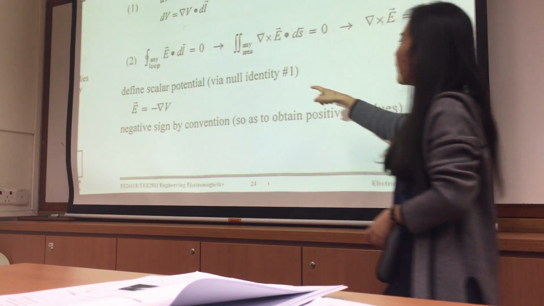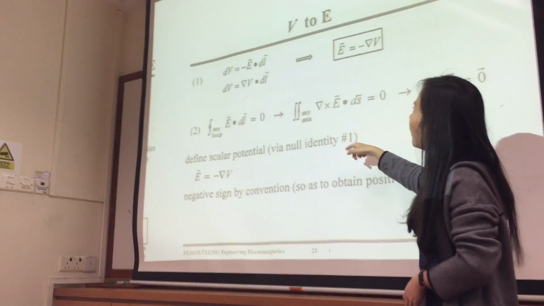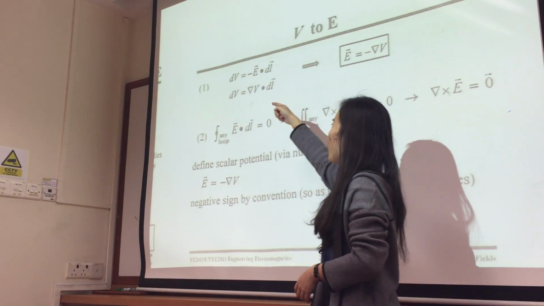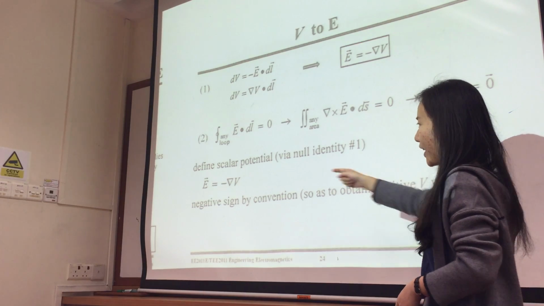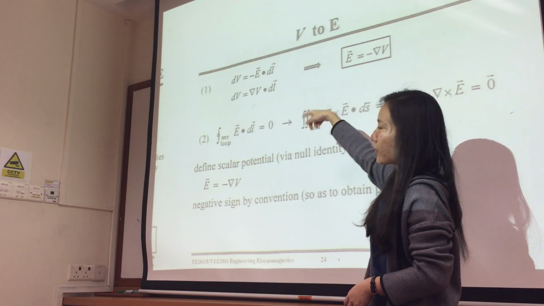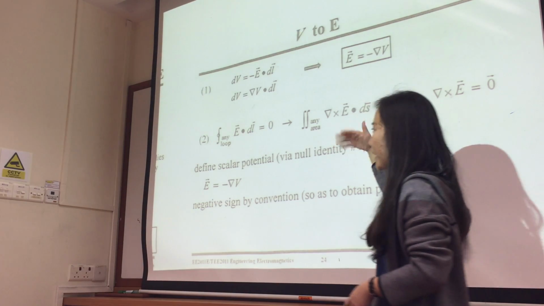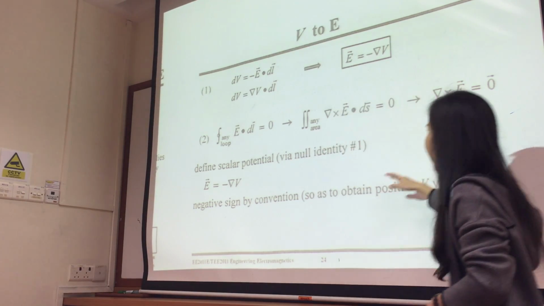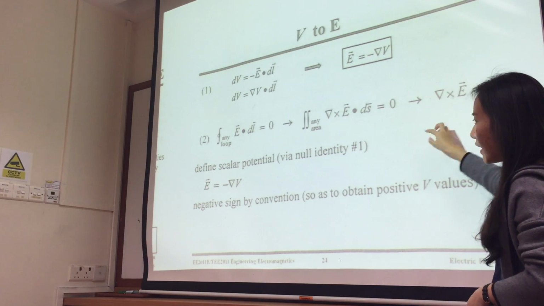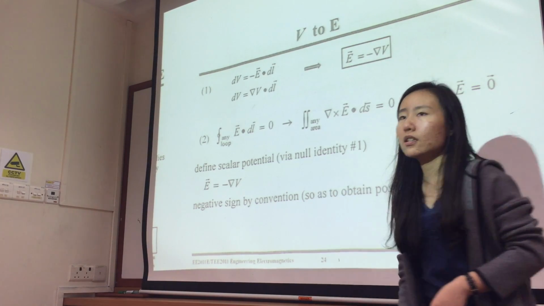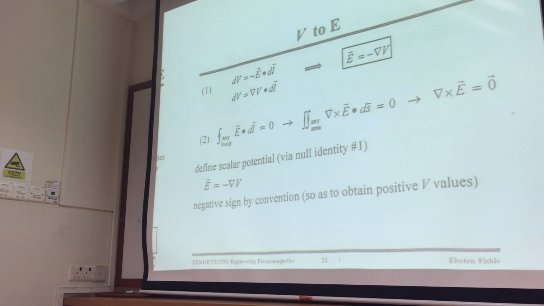This one is the null identity. You can see there's a 1 and 2. These are two ways to get this equation. The first way is we just compare. The second way to get the same equation is we get this first, and then we get this one via the null identity. You know the null identity? The null identity is that the curl of the gradient of a scalar equals 0.